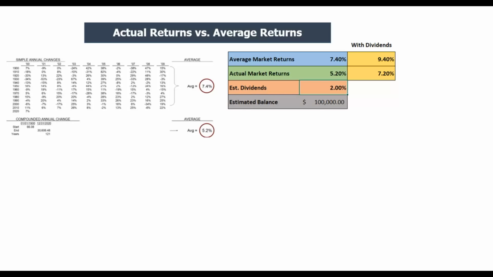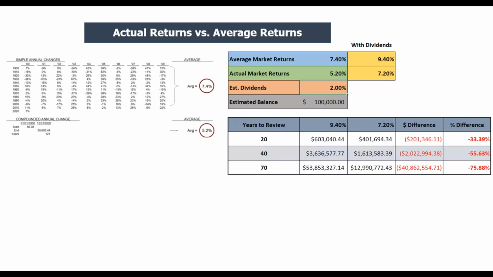So hypothetically, assuming you had $100,000 over 20 years, you would have lost $201,346 in wealth. That's 33.39%. You see how that's growing? We went from 23.4% lower over 20 years to now losing 33.39% of our ability to build wealth.